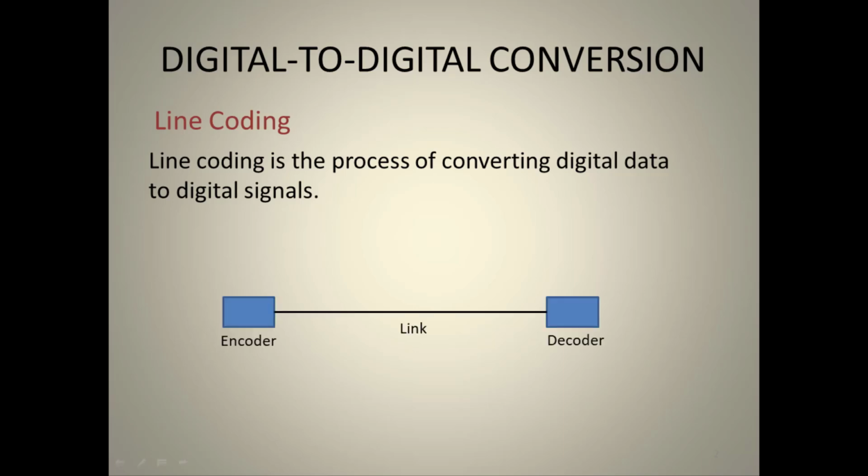As we can see, we have an encoder and a decoder. Here this is the digital data, coming from a host. This data has to be converted to signals, and then it is sent to the other host. This conversion of data to signal is the line coding scheme. Then at the receiving end, we again convert the signal back to data, which is done by the decoder. So this is the process of line coding, converting digital data to digital signal. That is the digital to digital conversion.